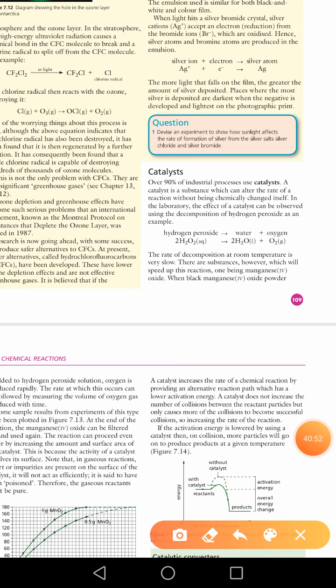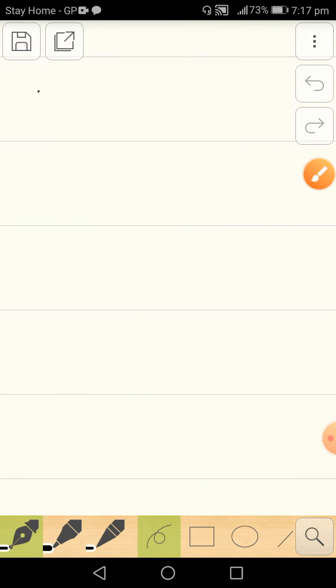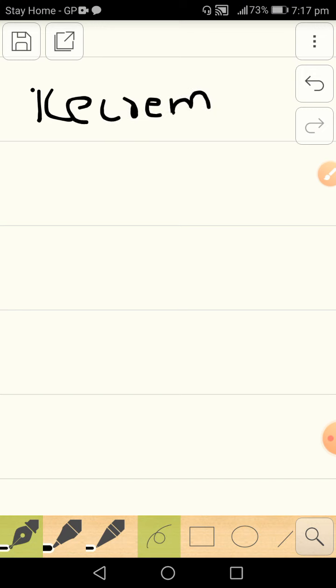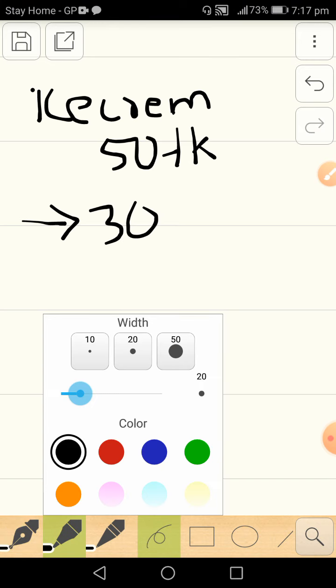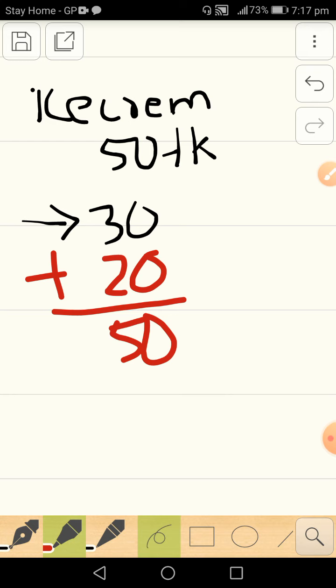Okay, a catalyst actually puts a discount on the amount of energy required to start a reaction. Now what is the effect of the discount? Let me tell you. Suppose you want to buy an ice cream which costs 50 taka. You have 30 taka, so you need 20 more taka to buy the ice cream, isn't it?